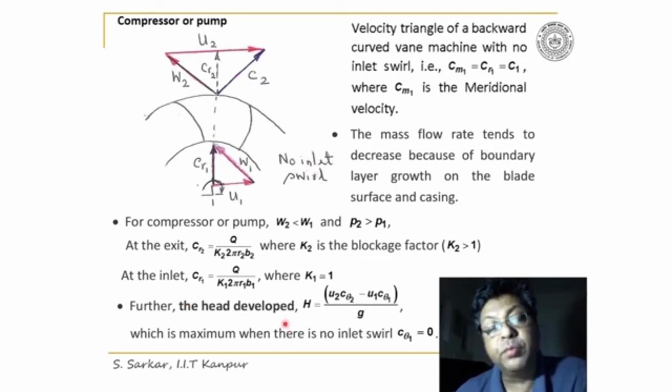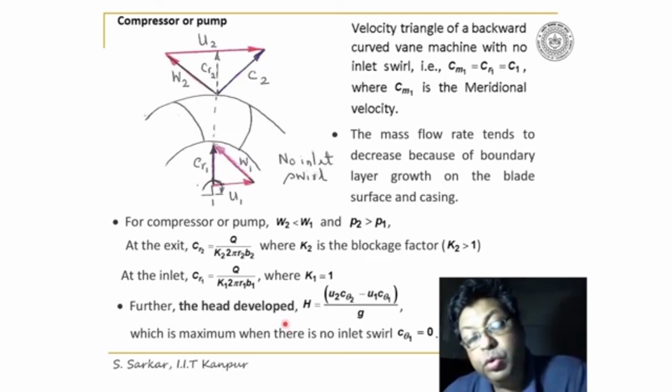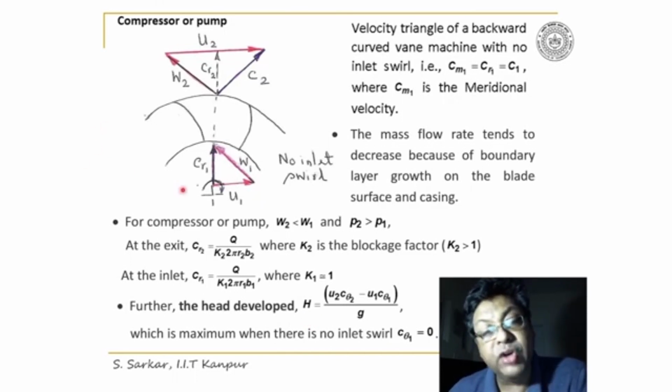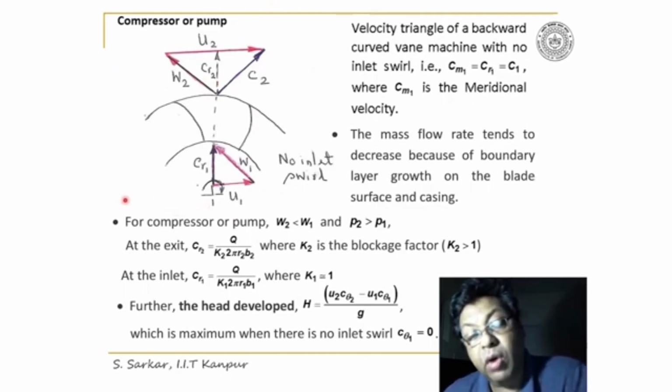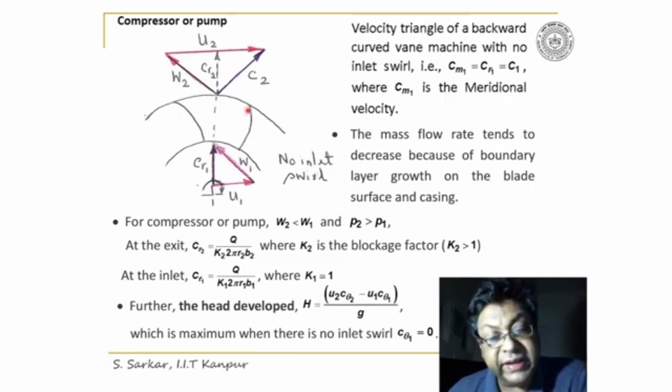Furthermore, the head developed would be H equals (U2 C theta 2 minus U1 C theta 1) divided by g. Now the head developed would be maximum when C theta 1 is equal to 0. In this case, I have drawn the velocity triangle without inlet swirl. So here in this case, the head developed would be U2 C theta 2 divided by g.